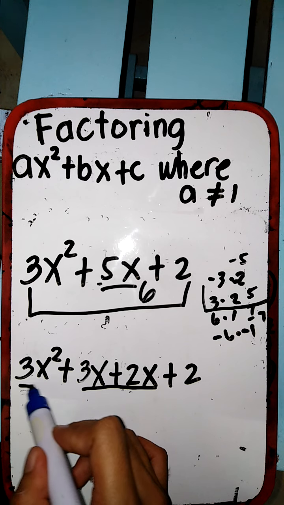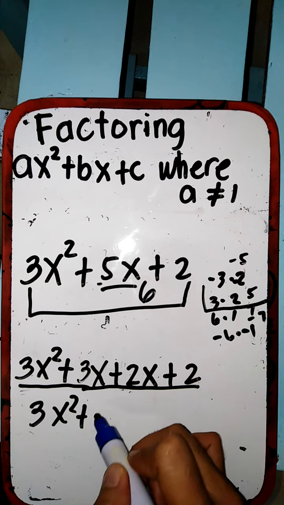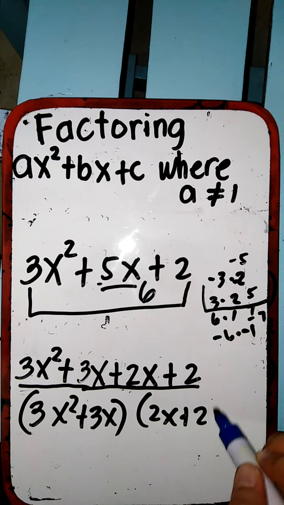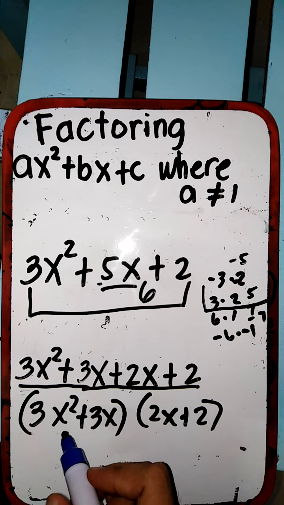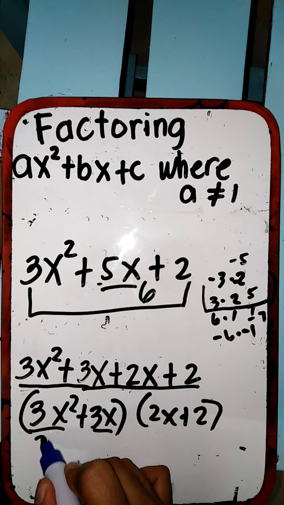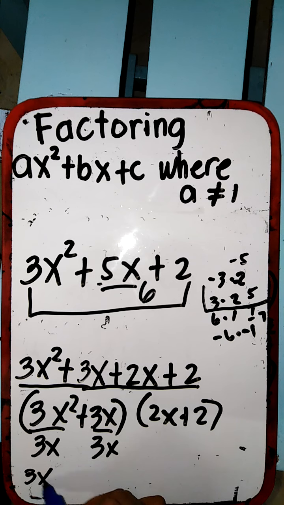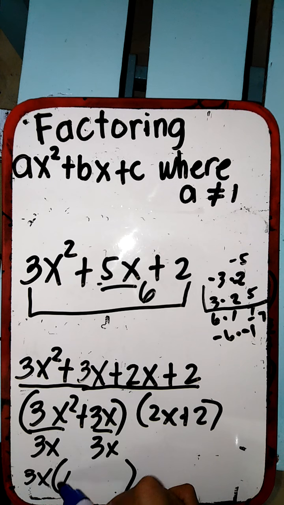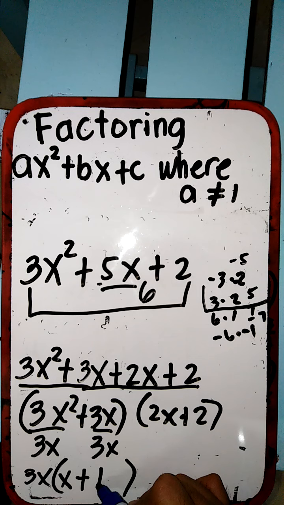Then we are going to group this. Our first group is 3x squared plus 3x, and the second group is 2x plus 2. Then, find the common factor. In our first group, what is the common factor of 3x squared and 3x? We have 3x. Then, divide. We put 3x outside the parentheses. So, 3x squared divided by 3x is x. Plus, 3x divided by 3x is 1.